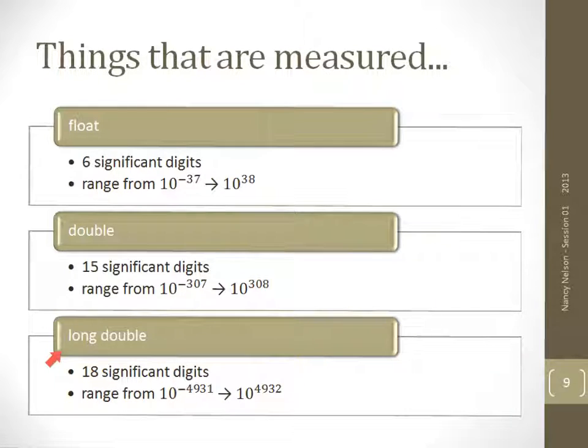And then again, if we needed even more than that, we can go up to 18 significant digits with a long double. Gives us a much bigger range, but most of the time, for the things we're going to be doing, we're going to use either a float or a double.